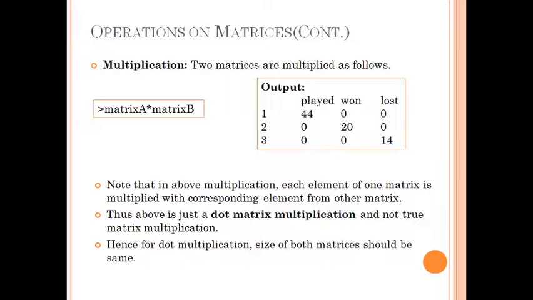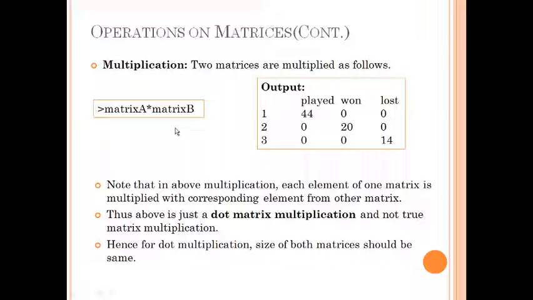There are two types of matrix multiplication available in RStudio, the R language. The first is plain matrix multiplication, or we can call it dot matrix multiplication, in which each element from the first matrix will be multiplied with the corresponding element from the second matrix.